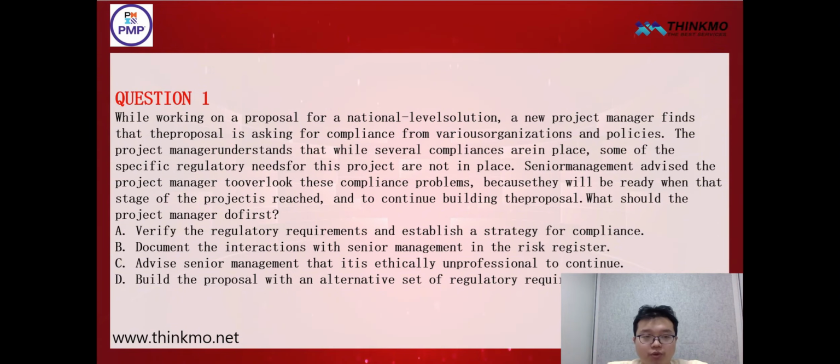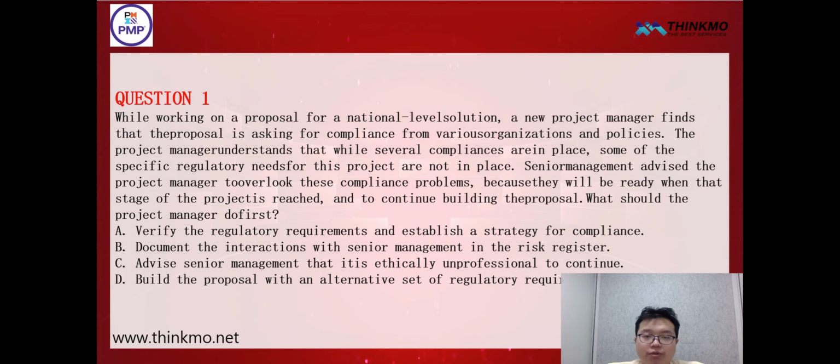in project management, everyone should pay attention to the fact that when facing uncertain situations or when encountering certain specific requirements, the project manager's primary task is to clarify and verify these requirements, and then determine how to meet them. So verifying regulatory requirements and establishing a strategy for them is actually one of the main tasks of a project manager. Therefore, here we can eliminate option B.